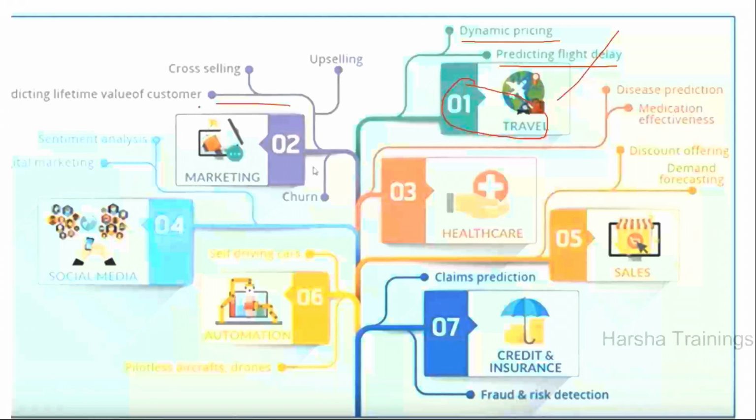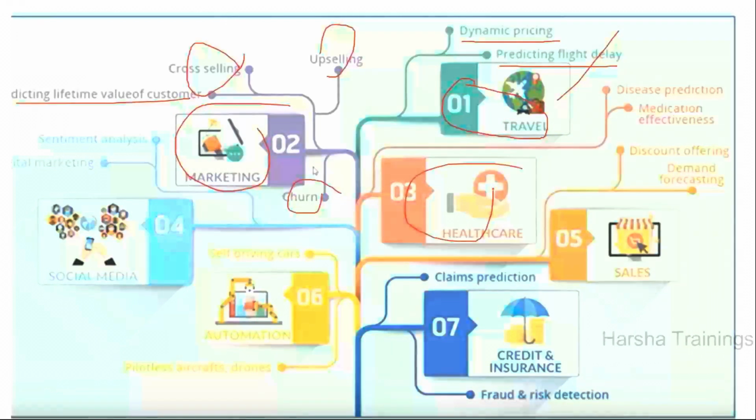Now second is marketing: predicting the lifetime value of a customer, which can also be called customer churn, then cross selling and upselling. Then let us take healthcare. Here we can do disease prediction, like we have just seen with Apple Watches, and medication effectiveness. Then if you take a case study for social media: sentiment analysis and digital marketing.